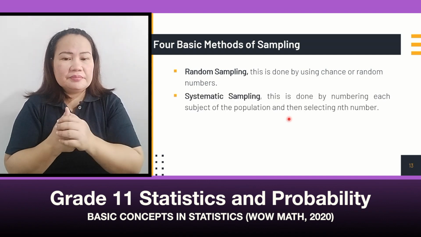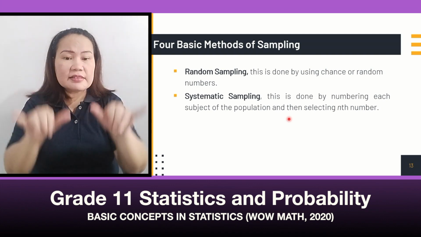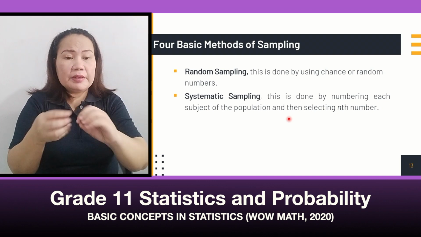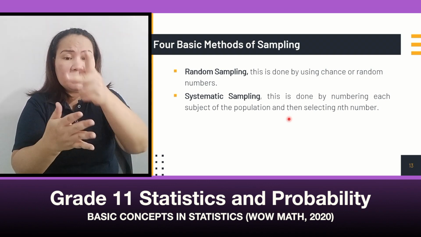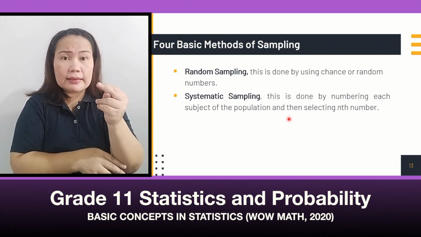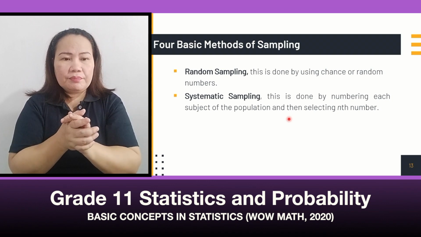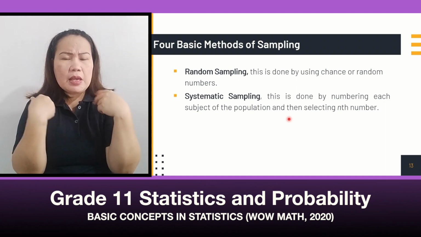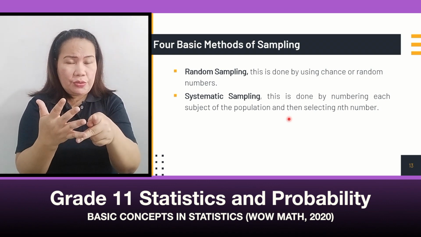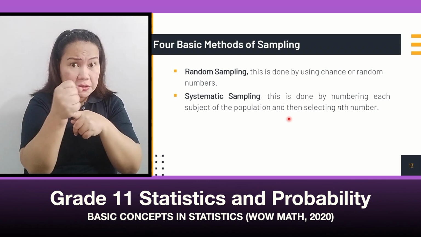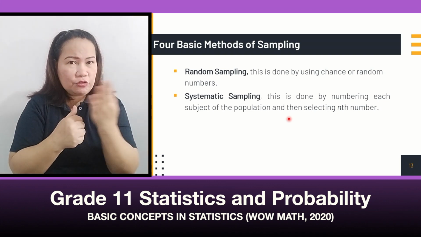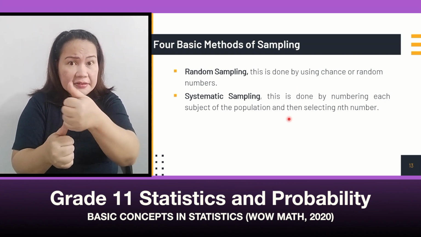Systematic sampling. This is done by numbering each subject of the population and then selecting every nth number. For example, in one community, let's say inarrange mo by numbers yung isang community. Let's say meron niyang 1,000 population. And then, ang kukunin mo lang respondents is yung every 10th number dun sa population ng community na yon. So, ang kukunin mo lang yung every 10, 20, 30.